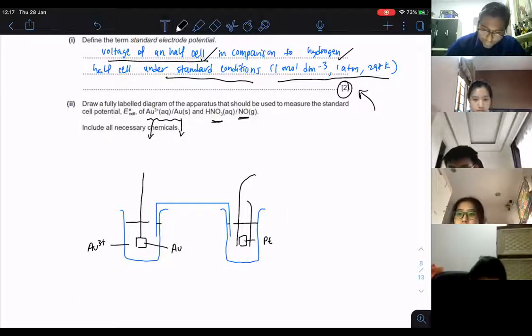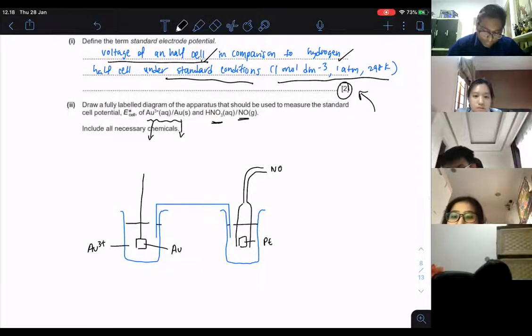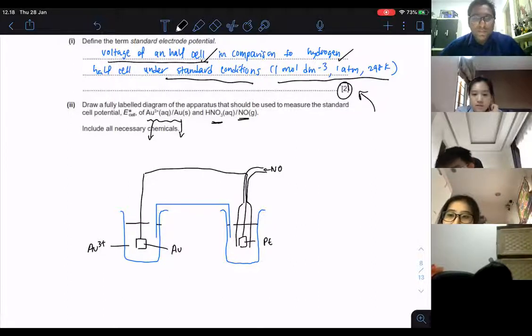Okay, let me draw. Maybe I just put like this. Okay, the gas must be coming from somewhere. So the gas that I will put, I just put NO and then put here. And then you will go to the platinum. So this platinum, of course, I think, no, even doesn't make sense. It's okay. So basically the platinum is connected.